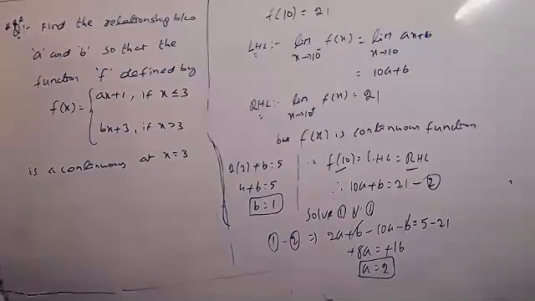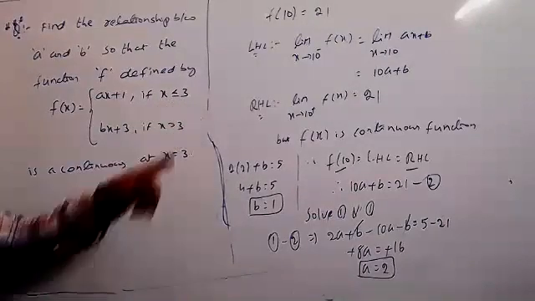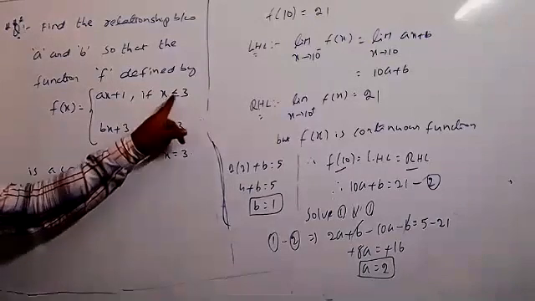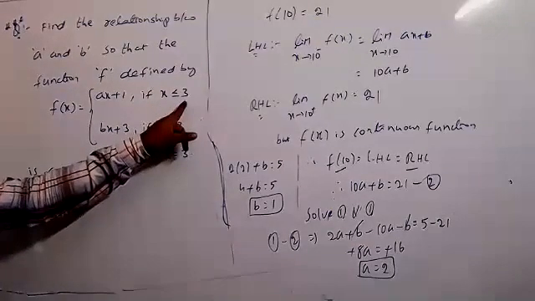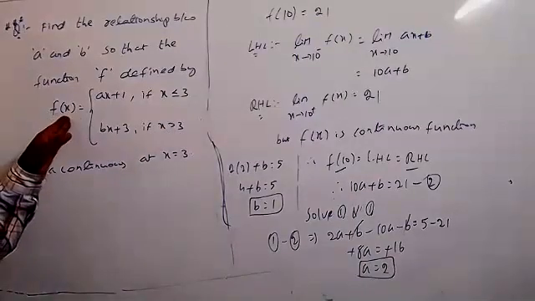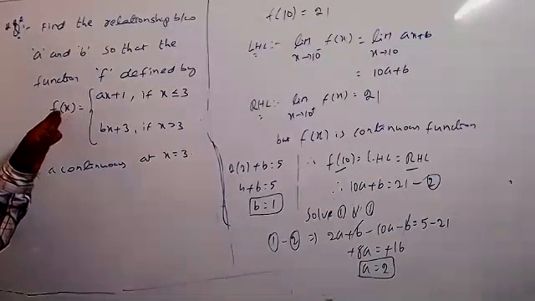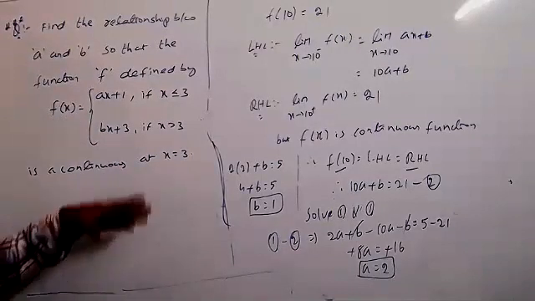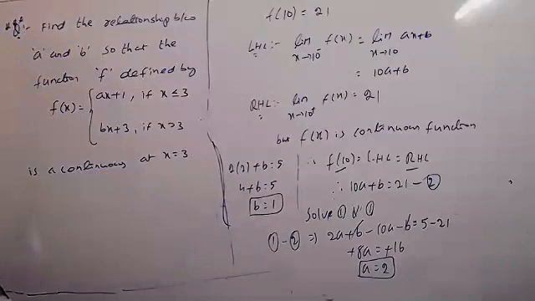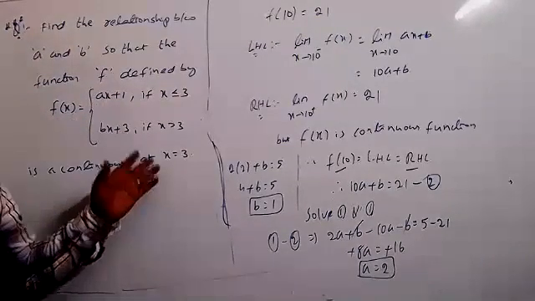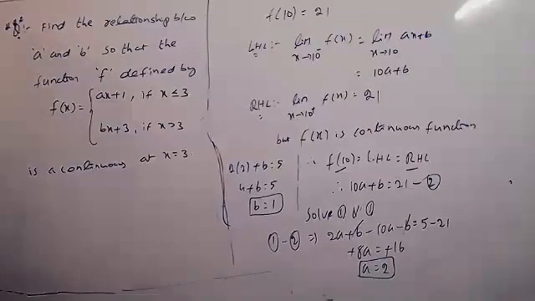Same procedure. Here only x equal to 3 is the one possibility we have. X equal to 3 is there, x less than 3 is there, x more than 3 is there. That means we find f of 3 directly, and the left hand limit and right hand limit. We already know very well that in all three conditions the values will be equal. That means f of 3 must be equal to the LHL equal to the RHL. Then directly we will get the relation.